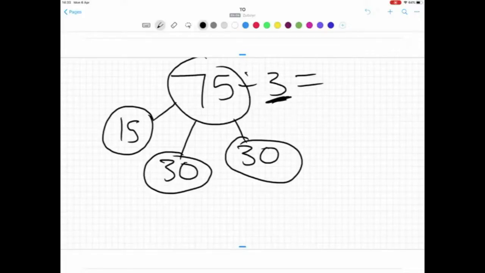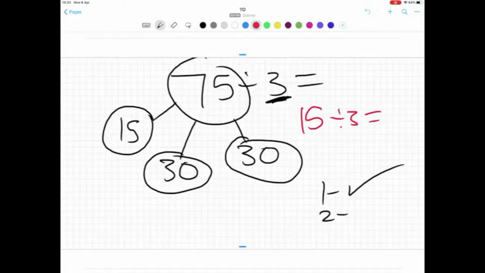So step number 1, we've done. Step number 2 now. Let's divide them separately. 15 divided by 3. I want you to try and work that out, and you might have already done it. I'll give you a clue here. If you're stuck, those are my 3 groups. Have a go at working it out.